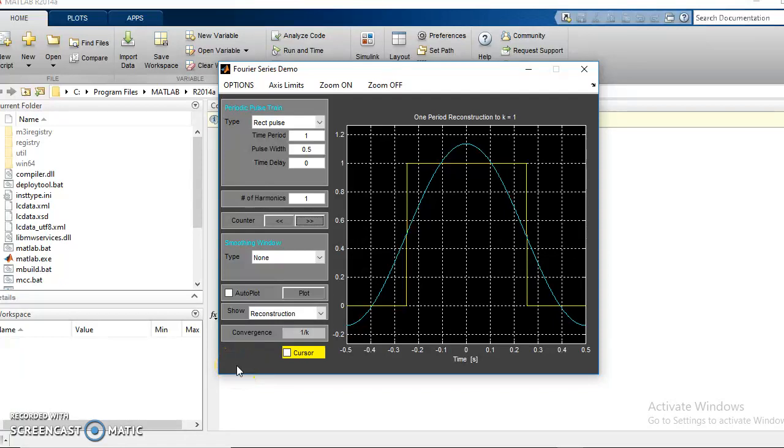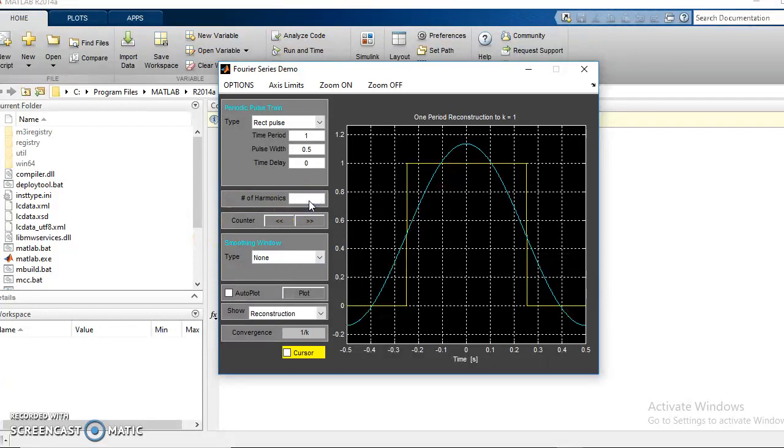Folks, let us see a Fourier series approximation here. According to the Fourier series, given a waveform, we can always represent it as a DC term and sum of sine and cosine terms. So supposing this is a rectangular wave which is shown in yellow, and I am representing it with just one harmonic which is shown in the cyan. This is not a very good approximation.